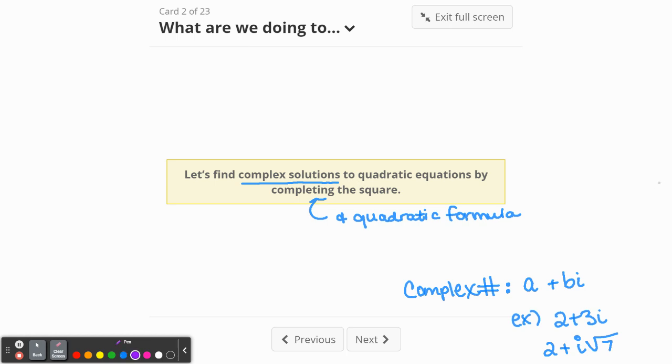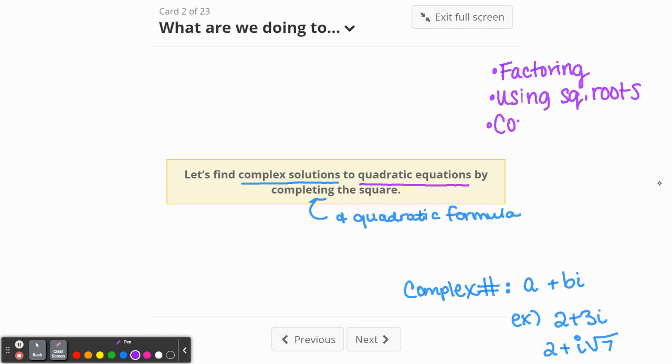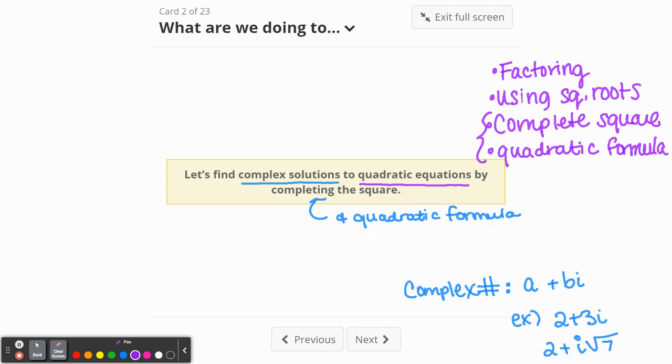Also keep in mind that for quadratic equations, we've been talking a lot about how to solve them. The ways that we can solve quadratic equations are by factoring, by using square roots, by completing the square, or by using the quadratic formula. If you are unfamiliar with these last two options, I want you to pause the video and go back to lesson 16 from last week and review that lesson before we get started today. Let's go ahead and start.